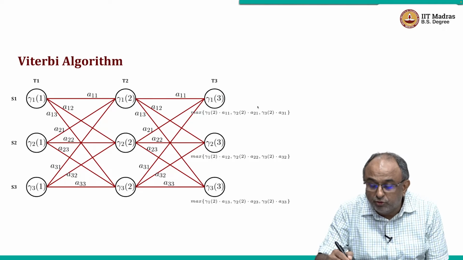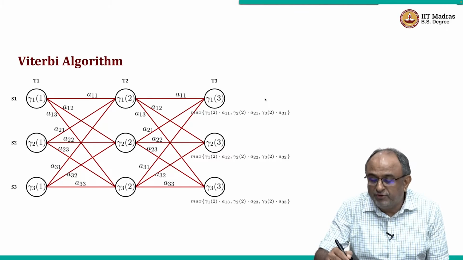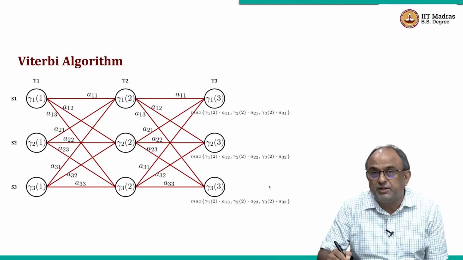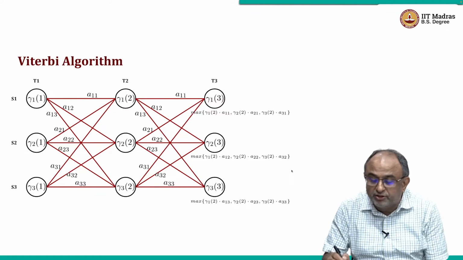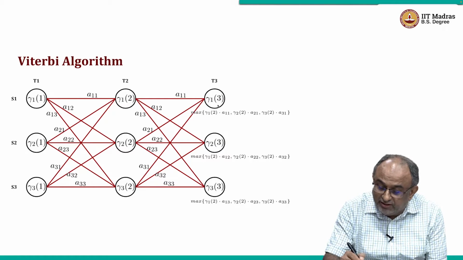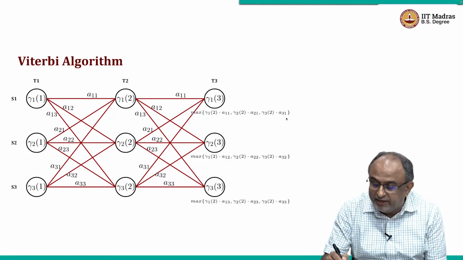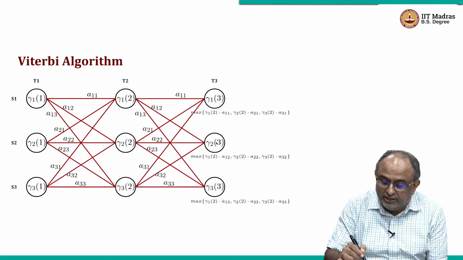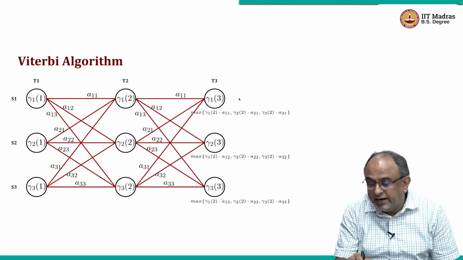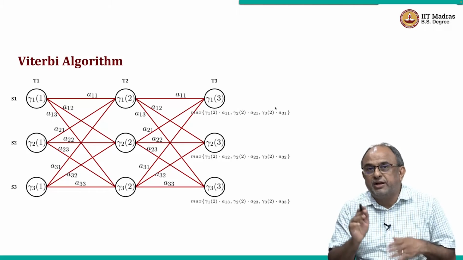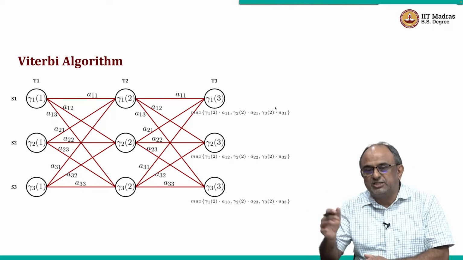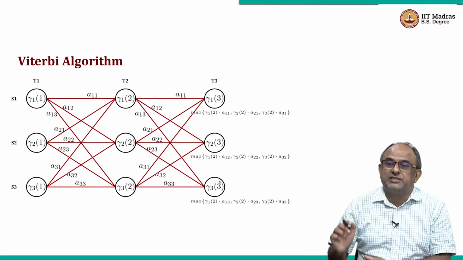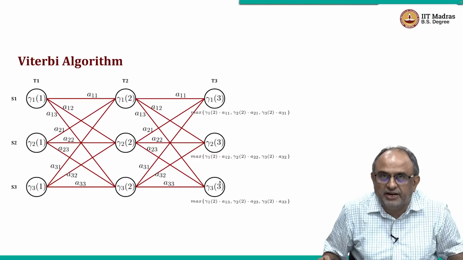Now, if I want to go to gamma 1,4, gamma 2,4, gamma 3,4, at the fourth time instant, again it is only the max that I obtained before. So gamma 1,3, gamma 2,3, gamma 3,3 will come into the picture and only the transition probabilities. At every point we are only getting the transition probabilities and whatever the maximum numbers are. That is the basic idea of Viterbi.